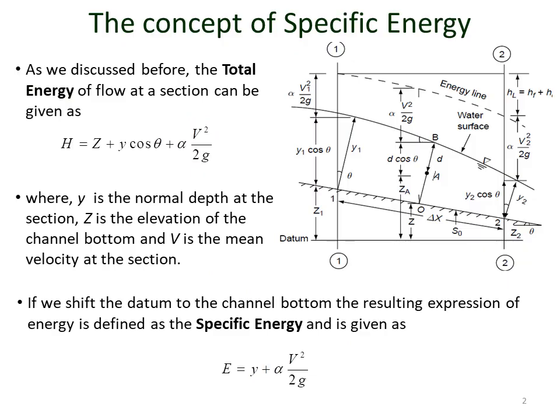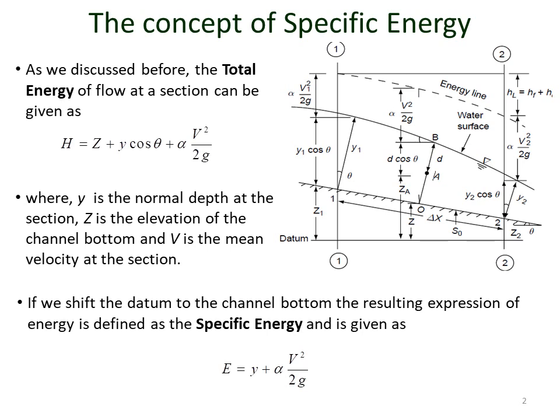So, in this chapter, we're going to explain a very important concept in context of open channel flow, which is the concept of specific energy. We have already discussed the total energy of open channel flow, which can be given by the first equation on the slide: capital H equal to Z plus Y cos theta plus alpha into capital V square by 2G.